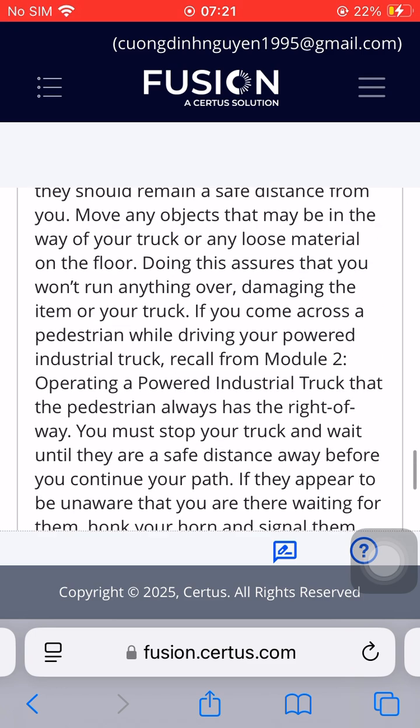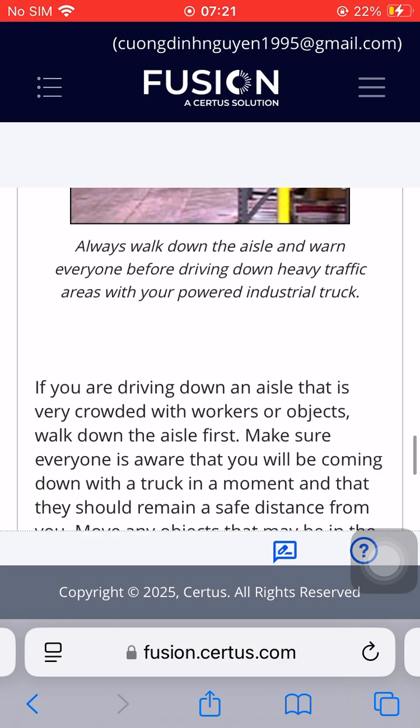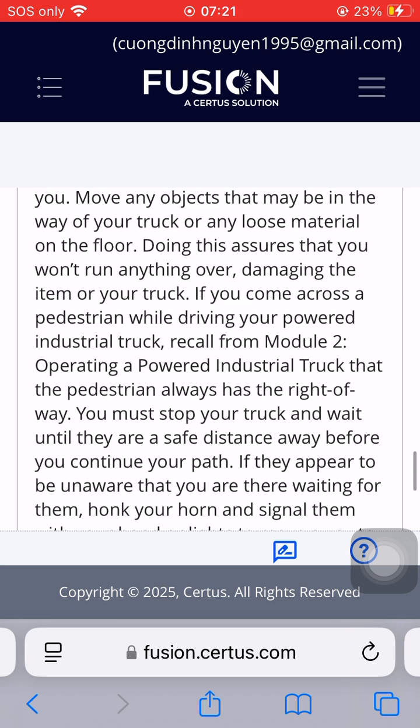Heavy traffic and narrow spaces. If you are driving down an aisle that is very crowded with workers or objects, walk down the aisle first. Make sure everyone is aware that you will be coming down with the truck in a moment and that they should remain a safe distance from you. Move any objects that may be in the way of your truck or any loose material on the floor. Doing this assures that you won't run anything over, damaging the item or your truck.